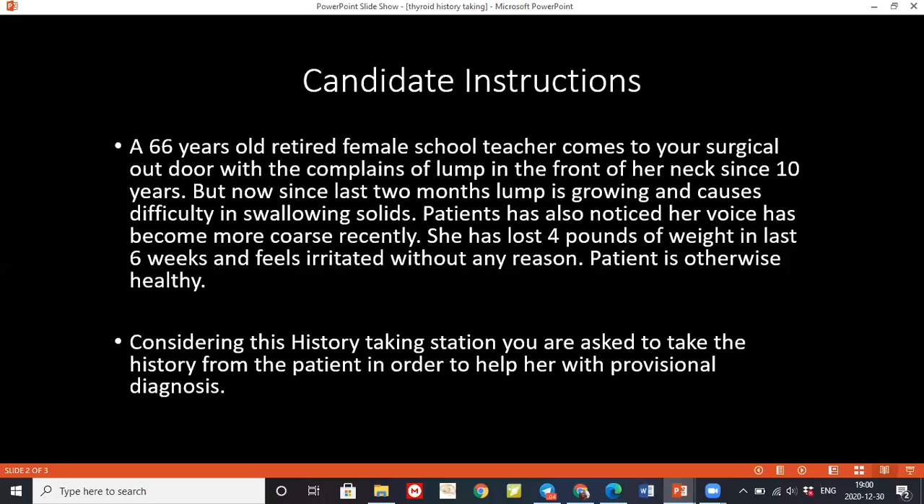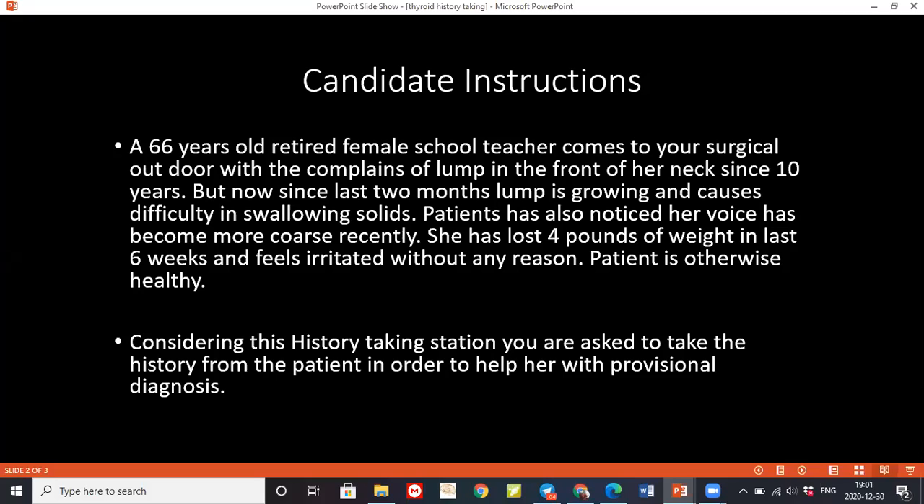Can you present your case now? I would like to complete my history. I would also like to ask the patient about the expectations and the concerns she might be having about this condition. And after that, I would like to do a thorough examination. My provisional diagnosis is carcinoma of the thyroid, but I would also like to rule out other conditions like hyperthyroidism due to any cause like Graves' disease, thyroiditis, and hypothyroidism.